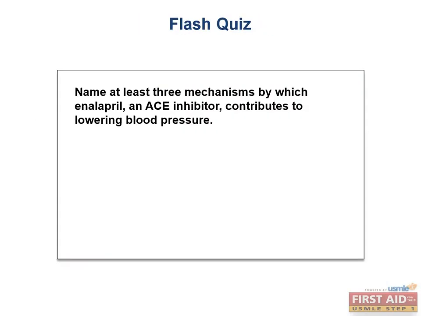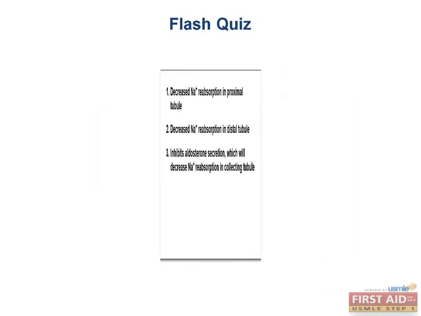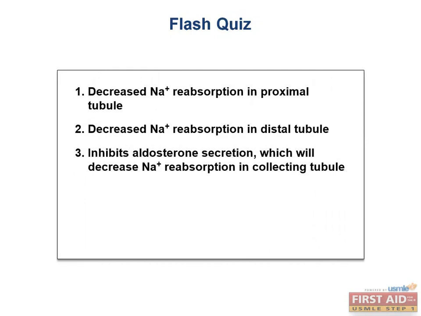Name at least 3 mechanisms by which enalapril, an ACE inhibitor, contributes to lowering blood pressure. The answer is 1. Decreased sodium reabsorption in the proximal tubule, 2. Decreased sodium reabsorption in the distal tubule, and 3. It inhibits aldosterone secretion, which will lead to decreased sodium reabsorption in the collecting tubule.